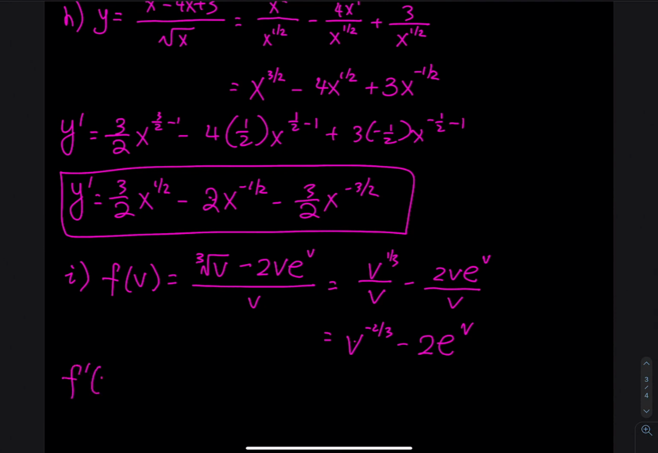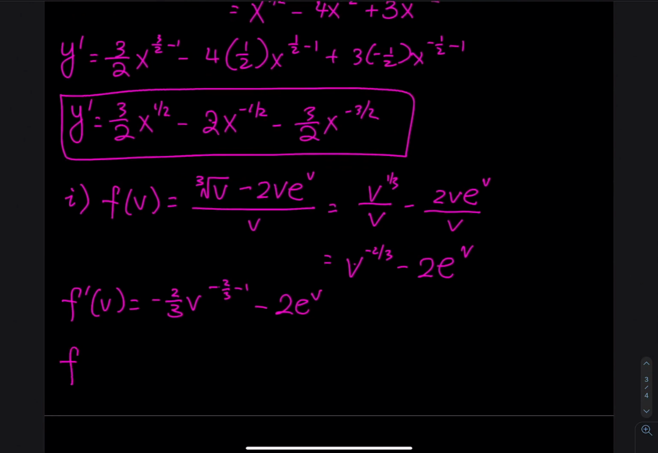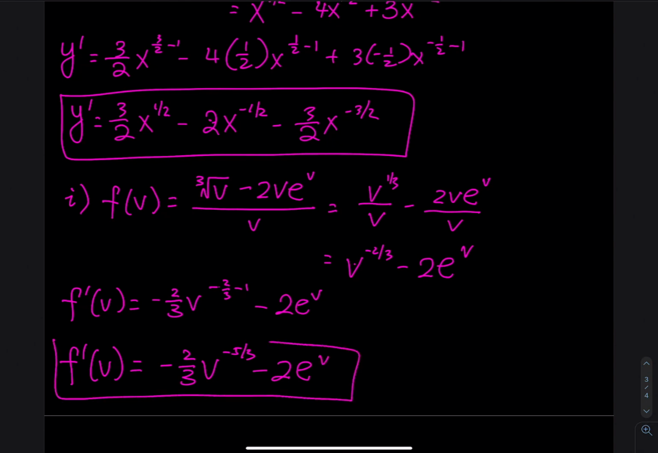So f prime of v is equal to, you bring the negative 2/3 down, and then v to the negative 2/3 minus 1, which is negative 5/3. Or maybe I should not skip my step, so negative 2/3 minus 1, I write out for you. And then the derivative of e to the v is always e to the v. All right, so we have f prime of v equal to negative 2/3 v to the negative 5/3, minus 2 e to the v. So that is your final answer.